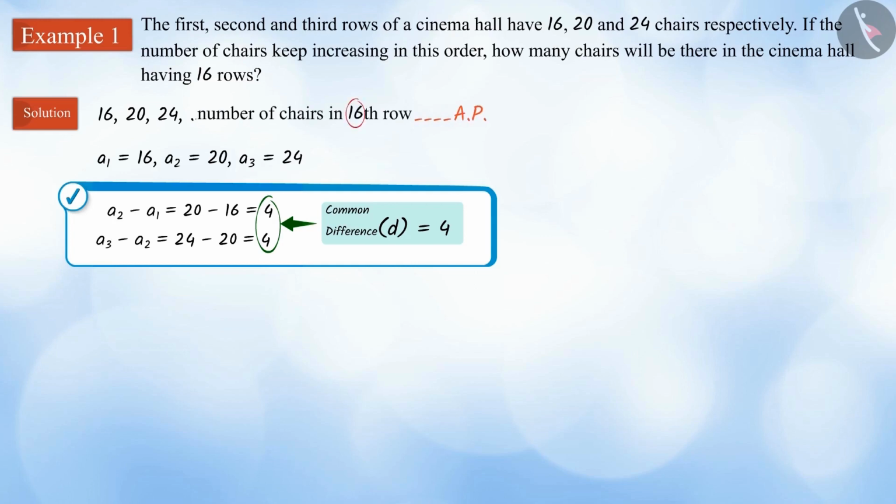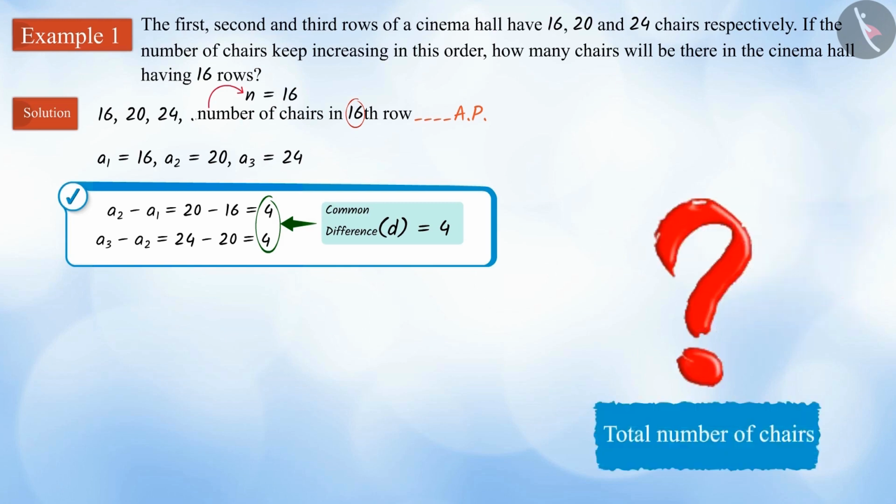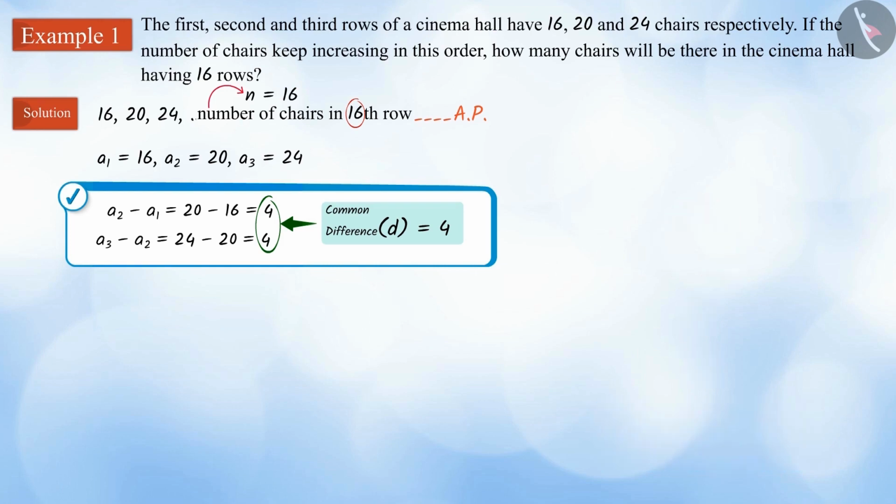As we know, the cinema hall has 16 rows. The number of terms n in this arithmetic progression will be 16. Now, what do we have to do to find the total number of chairs in the cinema hall? To know the total number of chairs, we need to find the sum of 16 terms of the arithmetic progression. And how can we do this?